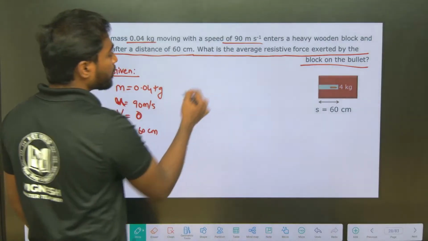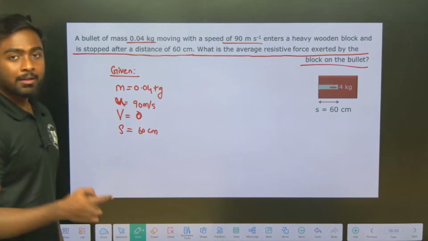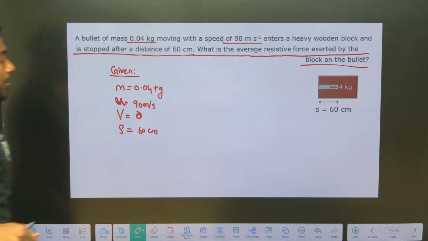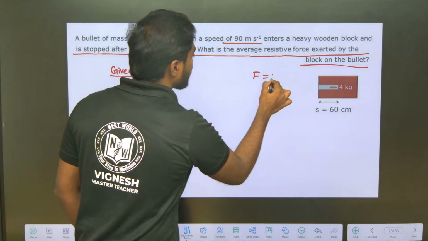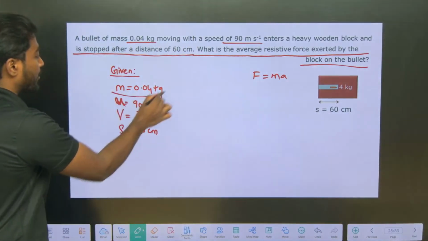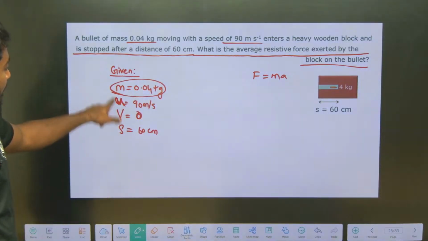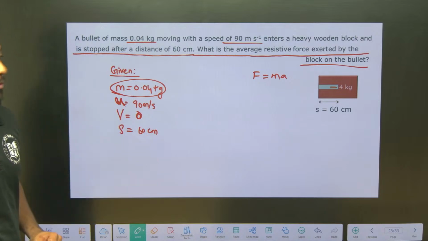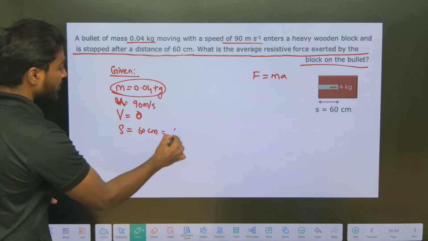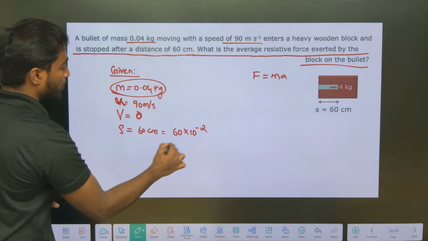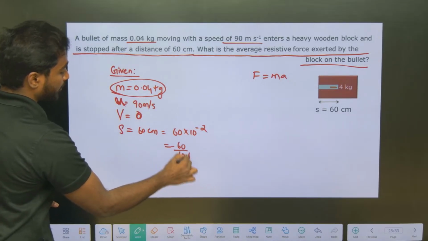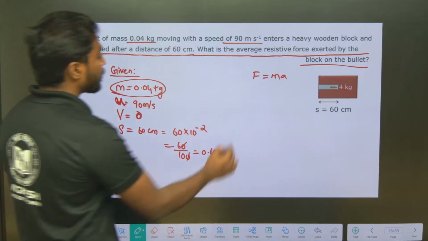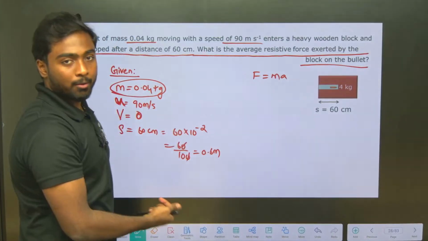Can I use the kinematic equations to find the resistive force they are asking? What is the force formula? F is equal to mass into acceleration. Mass they have given. What about acceleration? I don't know. They have given the remaining three things: initial velocity, final velocity and displacement. Displacement here is 60 into 10 power minus 2, which is nothing but 60 by 100, so 0.6 meter. First I will write the kinematic equations.